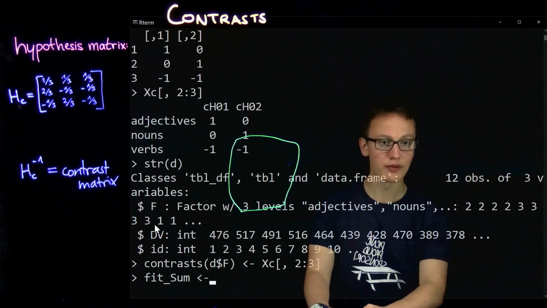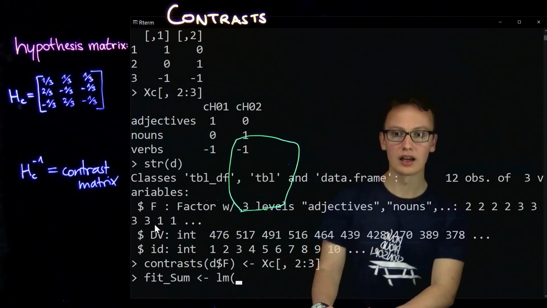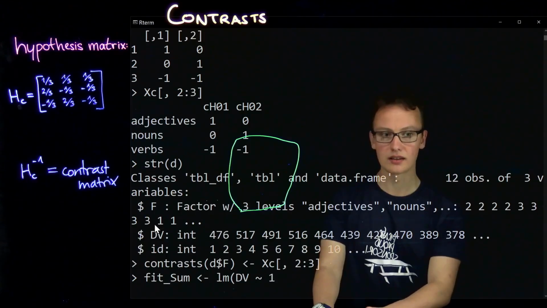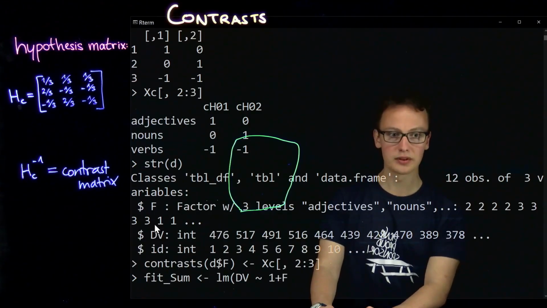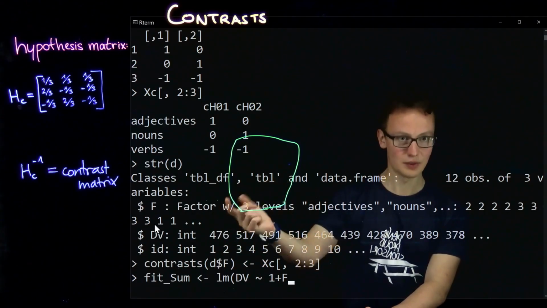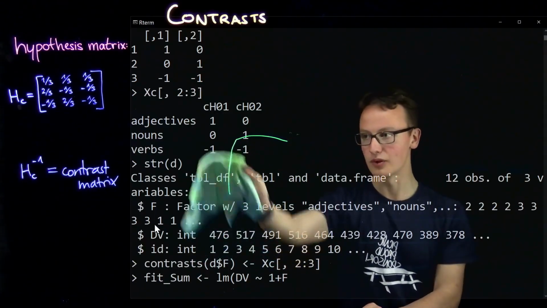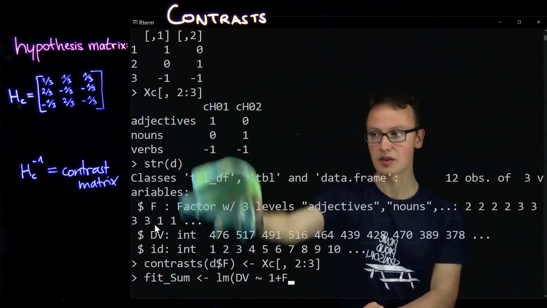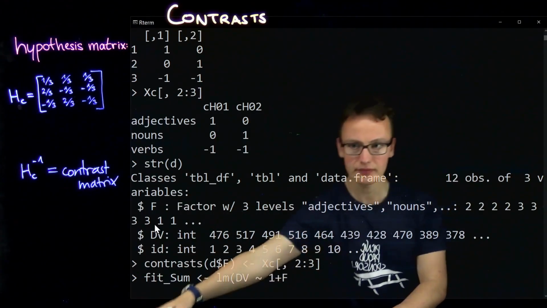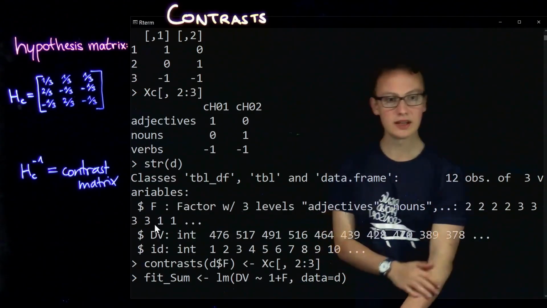So I can save it as fit sum coding, fit sum, with the lm function. And I will say I have a dependent variable called dv in this case, and an intercept and a slope, which is specified as my predictor f. Or in fact, as we know now, it will actually be encoded as 2 separate slopes for 2 different hypotheses, for 2 different comparisons within this 3-level predictor. So anyway, my variable f, and I have to give it my data, which is stored in my data frame D, okay?